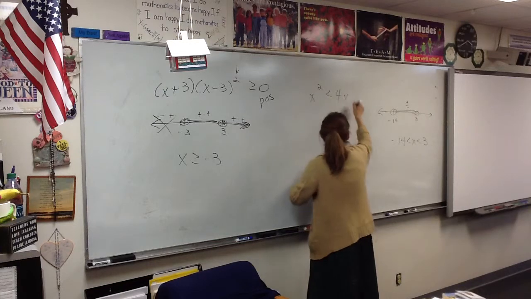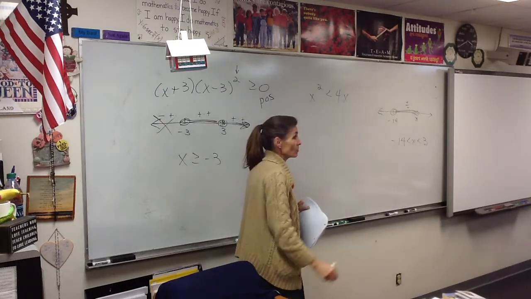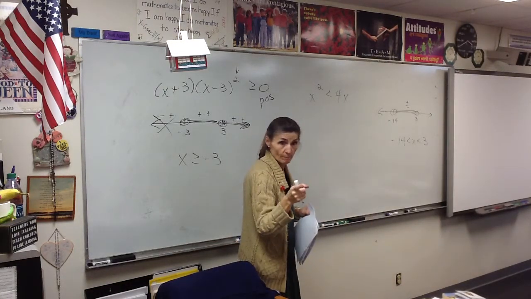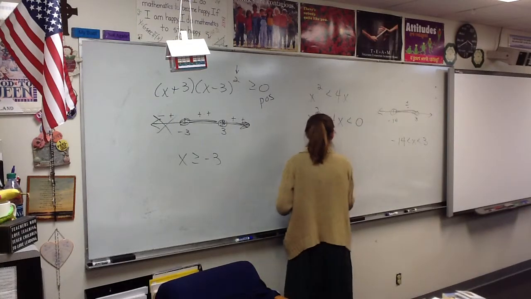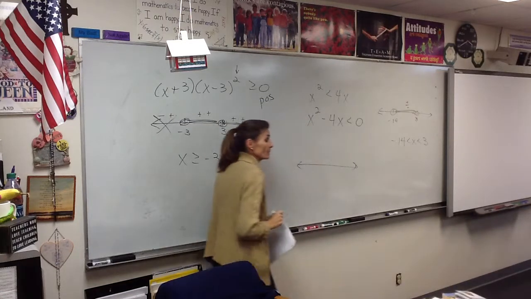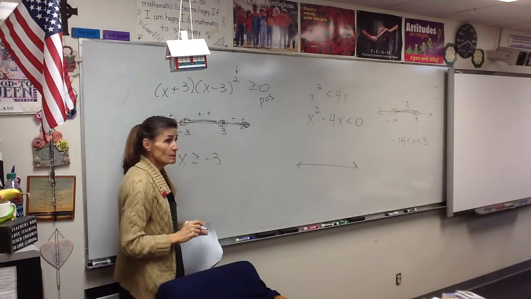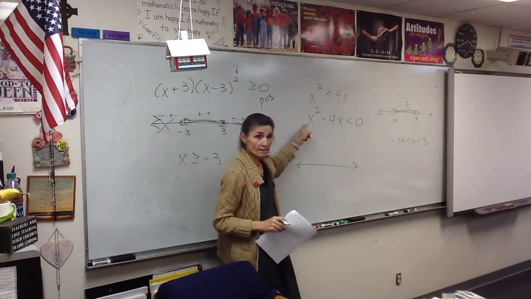I'm doing A. A is another inequality. So first thing, I have to have a 0 and 4. I'm going to write -4x. I also have to have a number line. But I can't really use the number line until I do what to this?